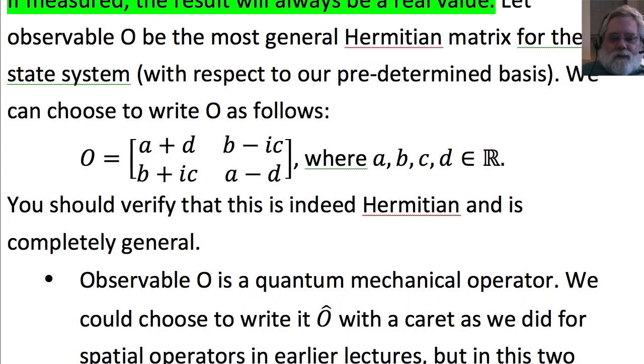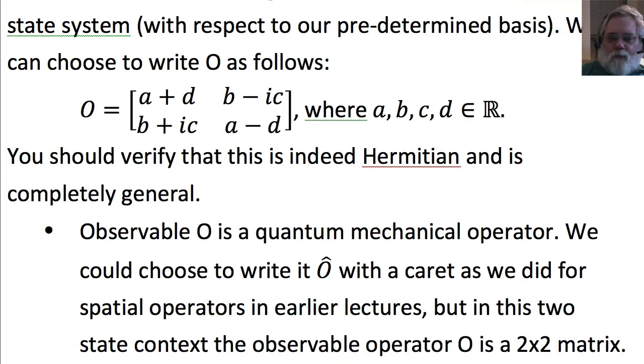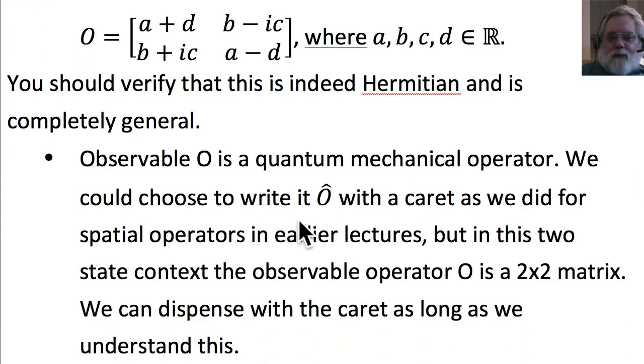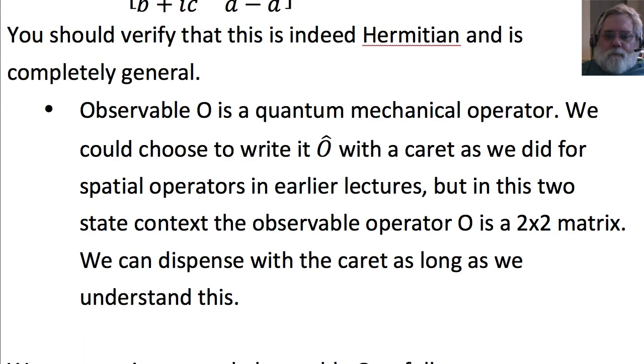Since it's Hermitian, it's an observable. It's a quantum mechanical operator. We could choose to write it O caret, O hat, with a caret over it, as we did for spatial operators in earlier lectures, but in this two-state context, there's no confusion. So we're just going to write it as O, and it is an observable operator. It's a 2 by 2 Hermitian matrix. So we can dispense with the caret as long as we understand this.